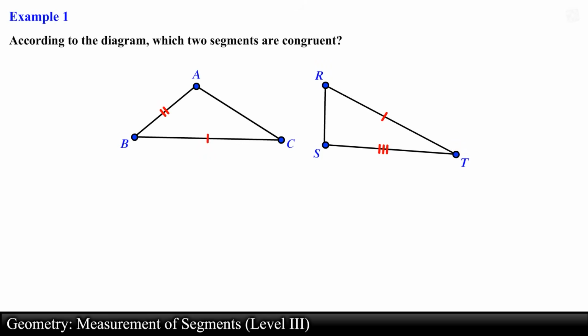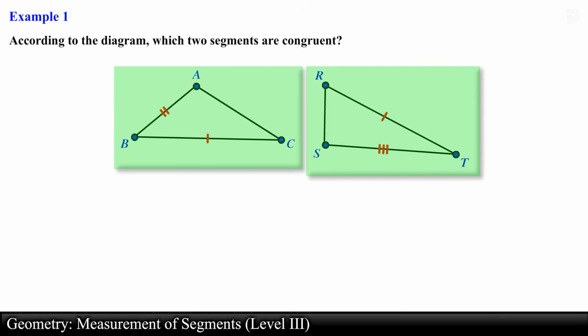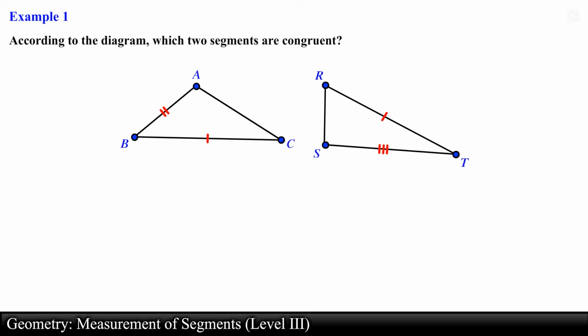According to the diagram, which 2 segments are congruent? In this problem, we are provided with 2 figures. In this case, we have 2 triangles. We are asked to determine which 2 segments are congruent to one another. Recall that 2 segments are congruent if they have the same length.